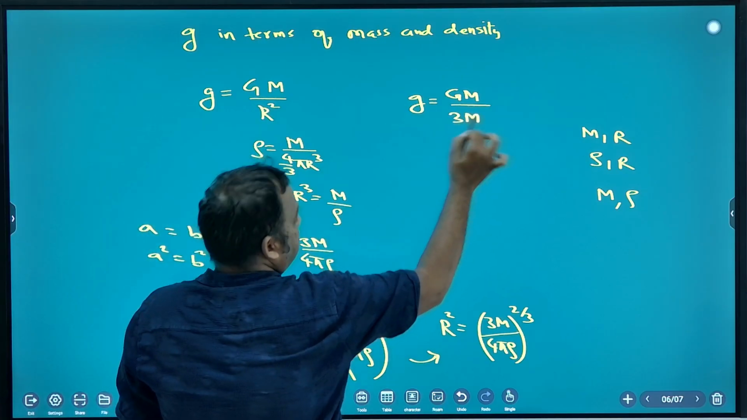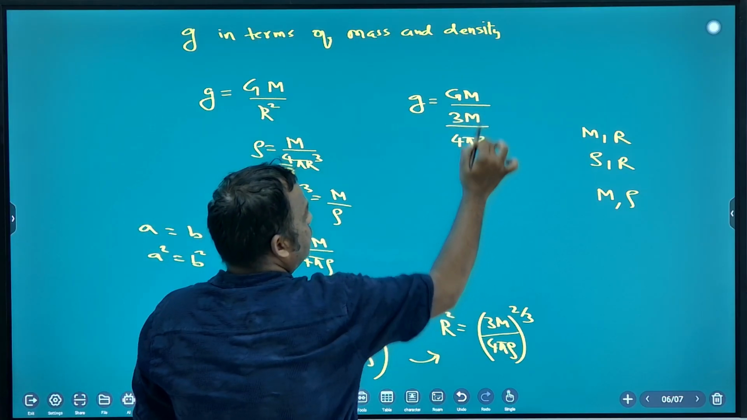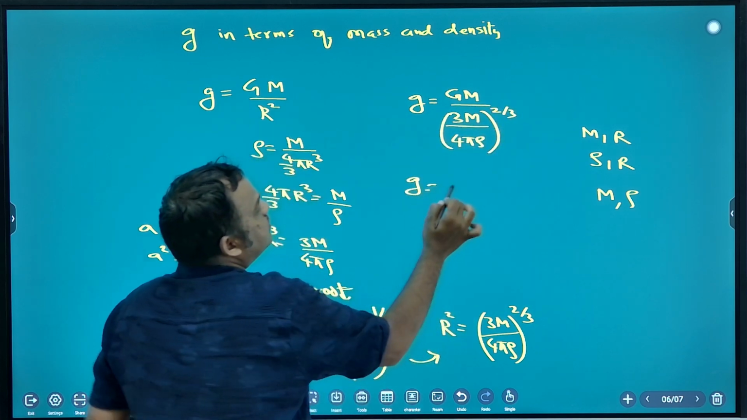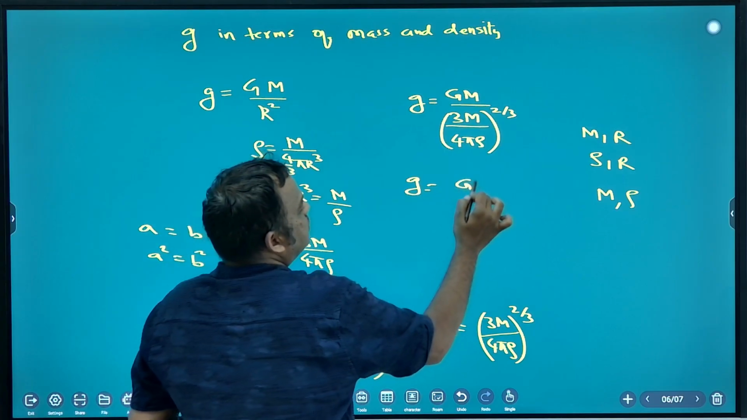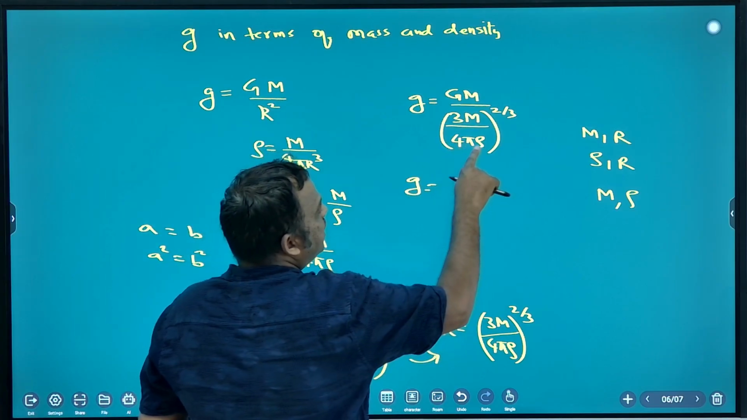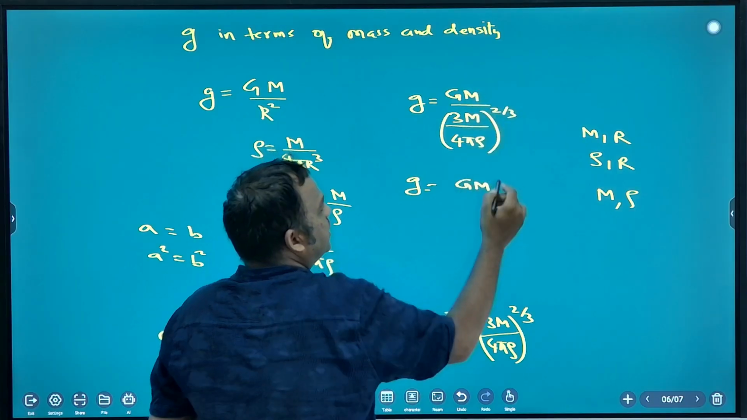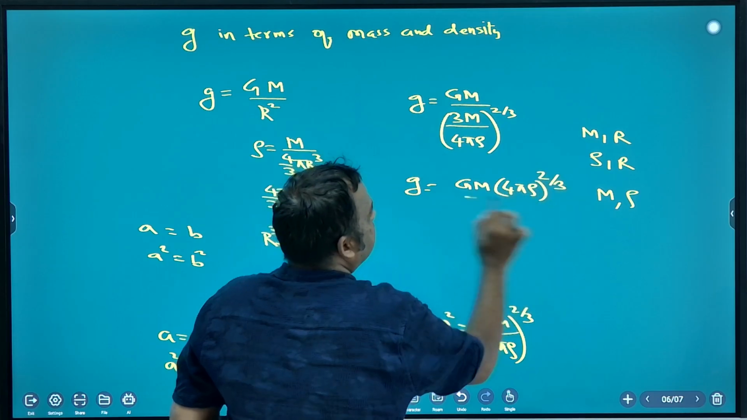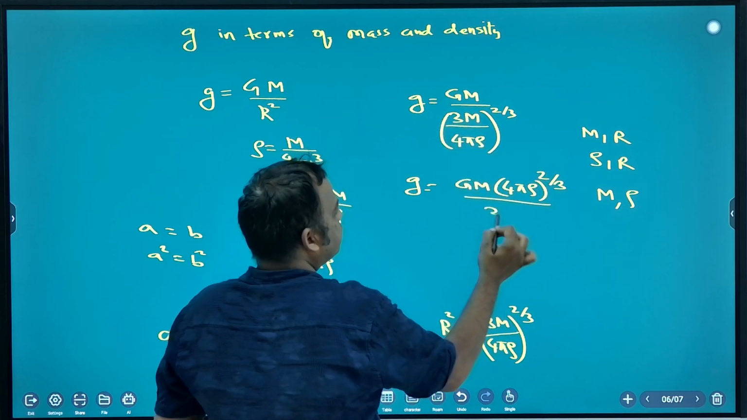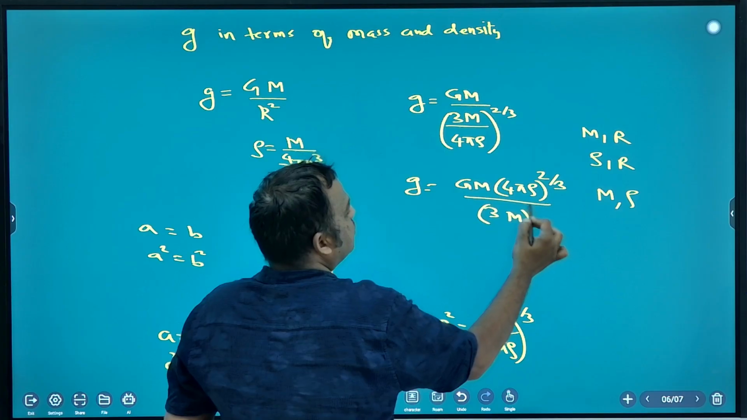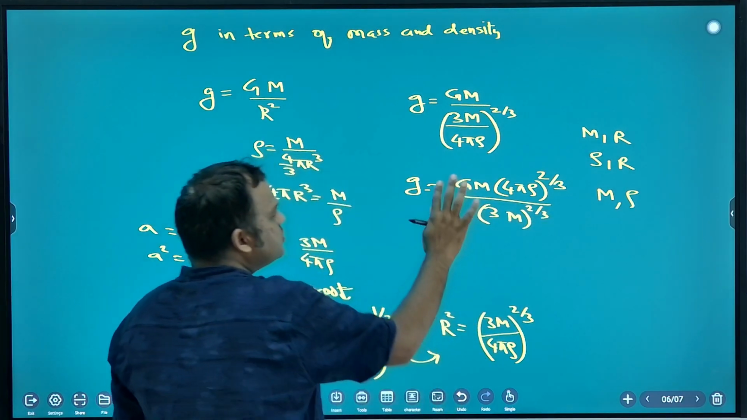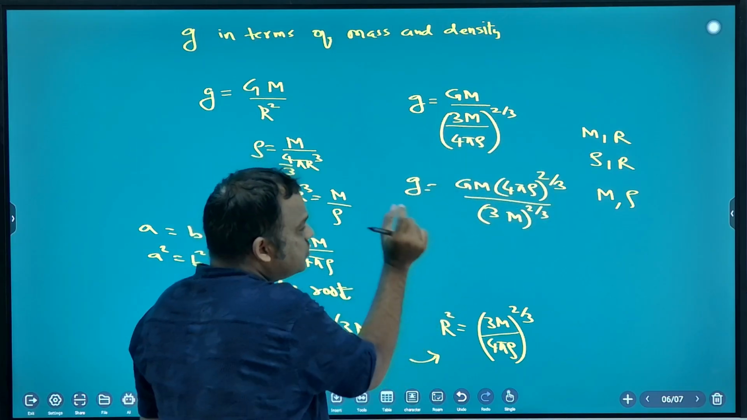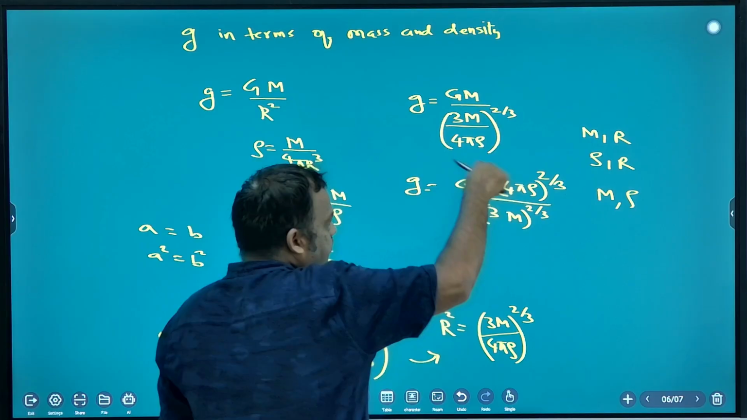So 3m by 4 pi rho, power 2 by 3. So g is equal to Gm, then 4 pi rho power 2 by 3 goes to the numerator. So 4 pi rho power 2 by 3 divided by 3m power 2 by 3. Correct? So this is the formula, but this formula is not important. You see the relation, the powers of m.